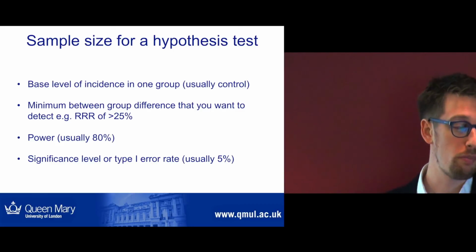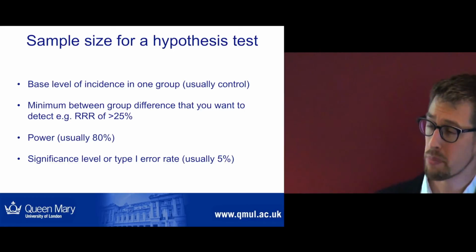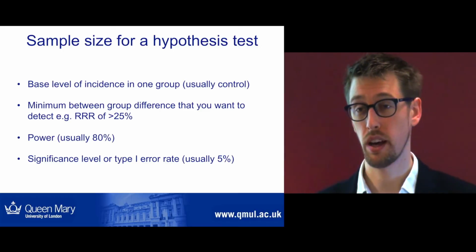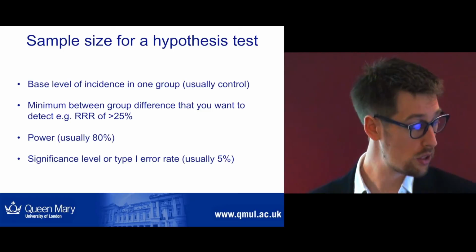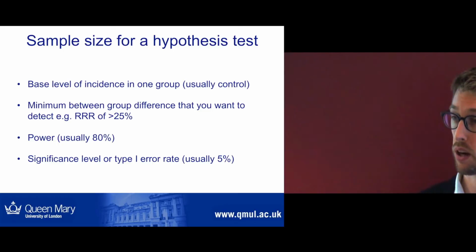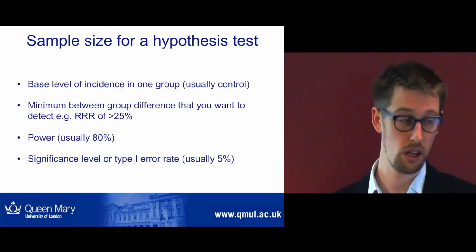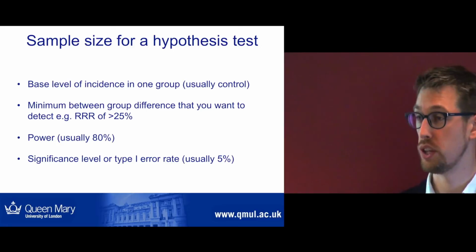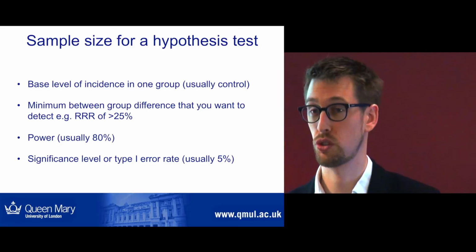We also want to know the minimum between group difference that we're interested in. So back in the optimized trial, we saw that there was a 16% relative risk reduction. It's the same as POISE. So their sample size was worked out on a presumed relative risk reduction of 25%. So we're looking for a between group difference in the incidence of pneumonia, in this case of 25%. So we're looking for an absolute risk reduction of 2%.